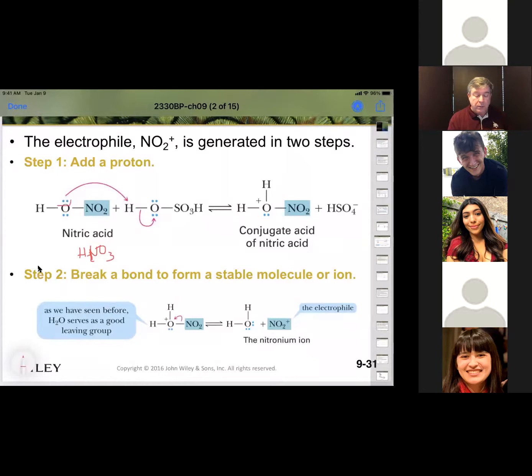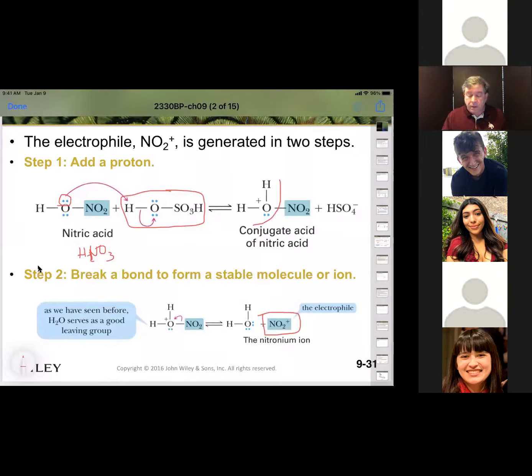We use the lone pair on one of these oxygens to protonate it. And then the water leaves, generating the nitronium ion. Notice we're using sulfuric acid as the protonating species. And when water leaves, we have that nitronium cation. Okay, so now we have our cation.